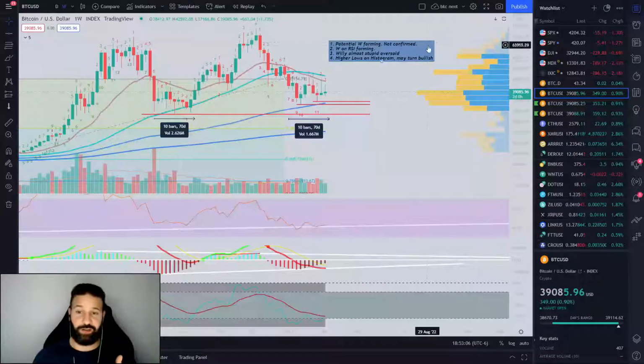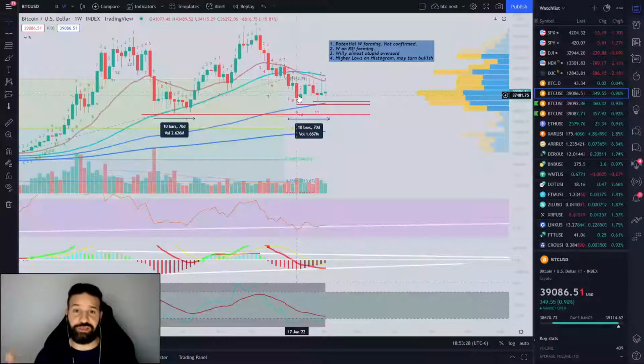So my first reason here on my list, my trading plan, is there's a potential W forming on the weekly chart, which is a bullish pattern. So that would be my first reason for taking this trade.